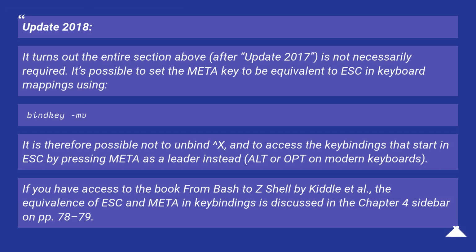Update 2018. It turns out the entire section above, after Update 2017, is not necessarily required. It's possible to set the meta key to be equivalent to escape in keyboard mappings using bindkey -m. It is therefore possible not to unbind ^X, and to access the key bindings that start with escape by pressing meta as a leader instead, Alt or Opt on modern keyboards. If you have access to the book From Bash to Z Shell by Kiddle et al., the equivalence of escape and meta in key bindings is discussed in the Chapter 4 sidebar on pages 78 to 79.